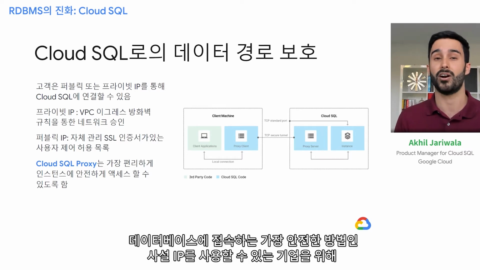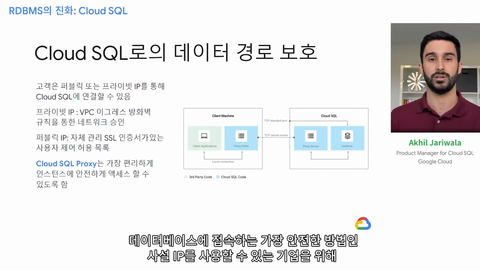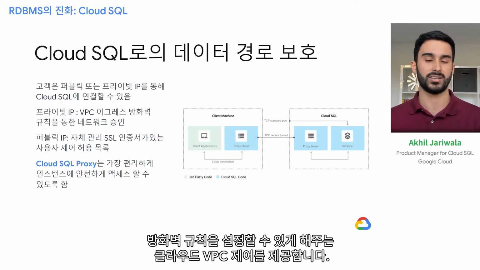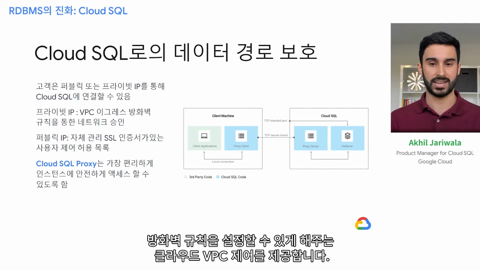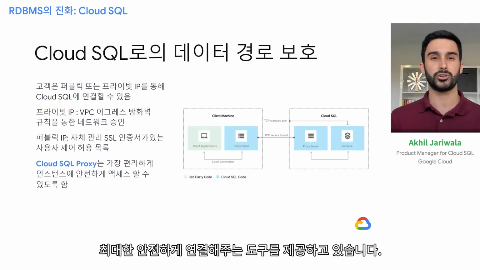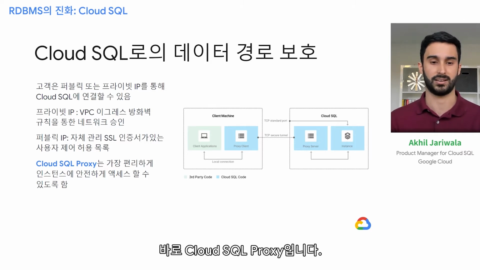For enterprises that are able to use private IP, which is the most secure way to connect to the database, we offer cloud VPC controls that allow you to set firewall rules to stop any unwanted network egress traffic. For enterprises that connect via public IP, we've talked a little bit about authorizing IP addresses, but we actually have a tool that can make connecting as secure as possible, which is the Cloud SQL proxy.